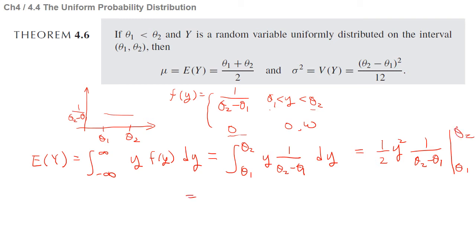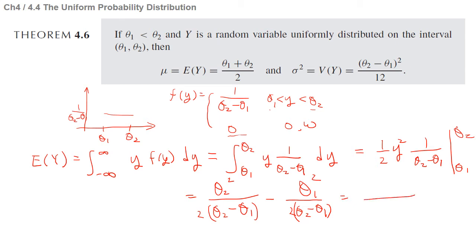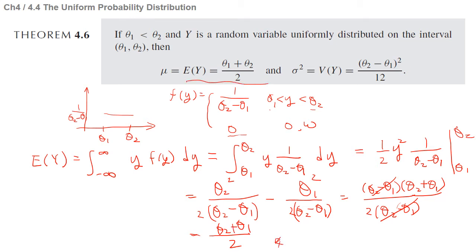So this is 1 over 2 times theta 2 minus theta 1 times theta 2 square minus theta 1 square, and this is 2 times theta 2 minus theta 1, and here theta 2 minus theta 1 and theta 2 plus theta 1. And here this cancels, and the result is theta 2 plus theta 1 over 2. So this is the proof for the expected value of Y.